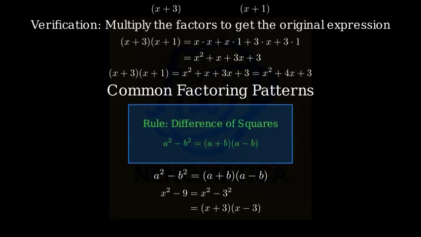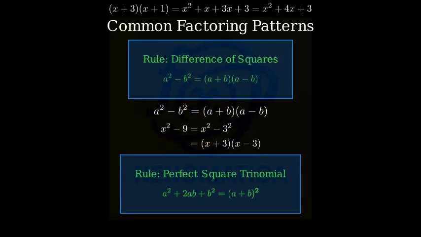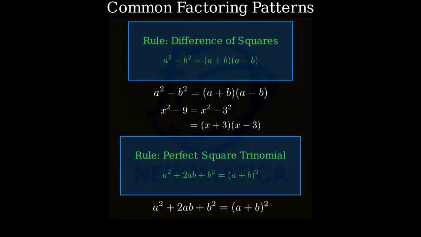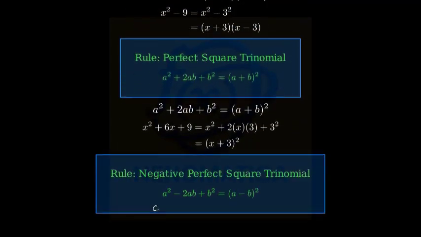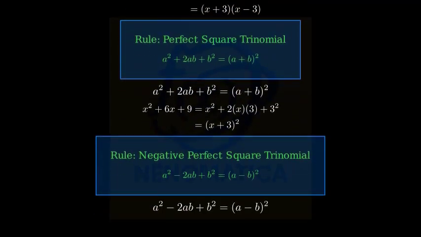Next, let's look at perfect square trinomials. A squared plus 2ab plus b squared is equivalent to a plus b squared. For example, x squared plus 6x plus 9 can be rewritten as x squared plus 2 times x times 3 plus 3 squared, which equals x plus 3 squared. Similarly, a squared minus 2ab plus b squared is equal to a minus b squared.